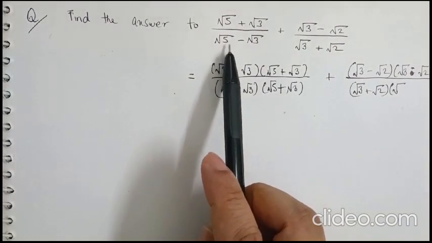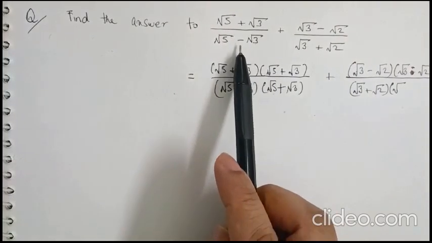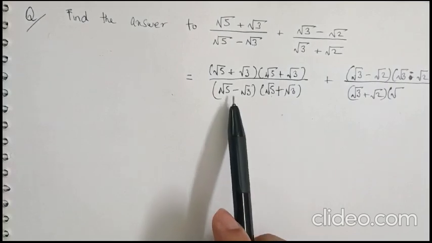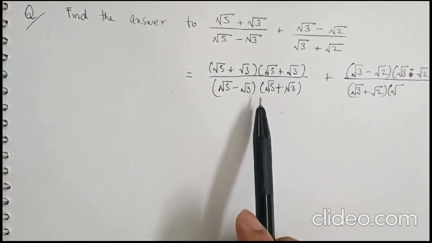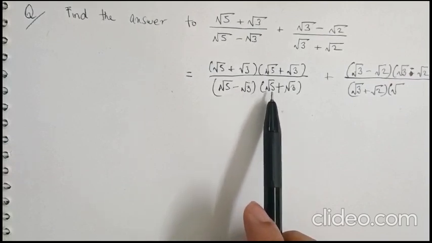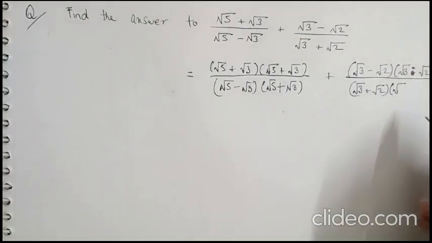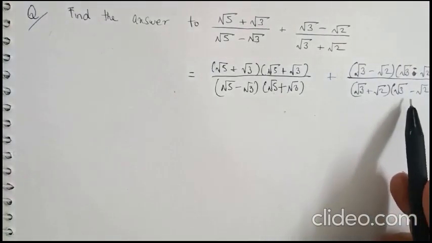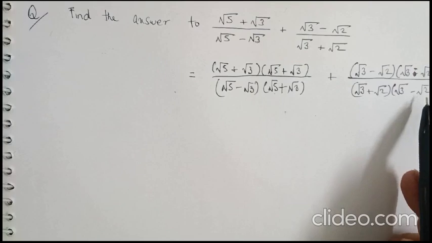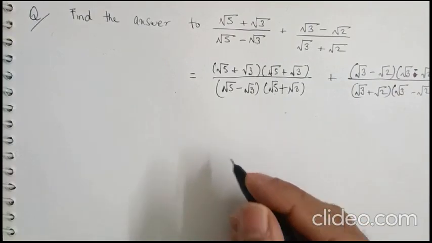Which means if you have this multiplied by square root of 5 plus square root of 3, the denominator here, you will get square root of 5 whole square minus square root of 3 whole square, which will be 5 minus 3 and hence 2. Similarly, for the denominator here, we will have to do the multiplication by square root of 3 minus square root of 2. And how this turns out is something which you will see in the next step.